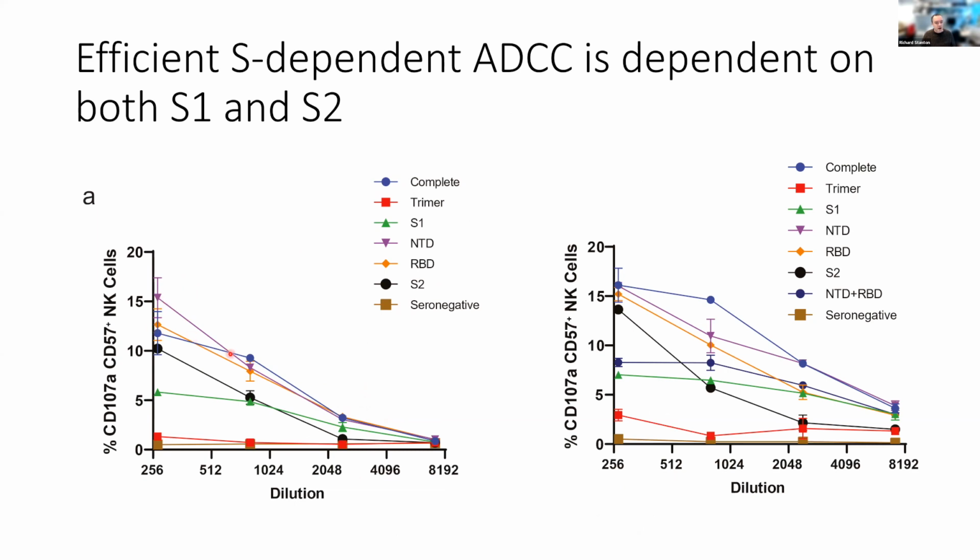In blue is our starting serum. If we deplete all spike antibodies, in red, we lose our ADCC completely. If we deplete antibodies against RBD in the orange or NTD in the purple, then we don't really see much of an impact. If we, however, deplete all of the S2 antibodies, we do see a reduction in ADCC. And similarly, if we deplete all the S1 antibodies, we see a reduction. But neither of these depletions takes us down to the level of complete depletion. And so that says that really what's happening here is you need both S1 and S2 responses if you want to get ADCC against spike.